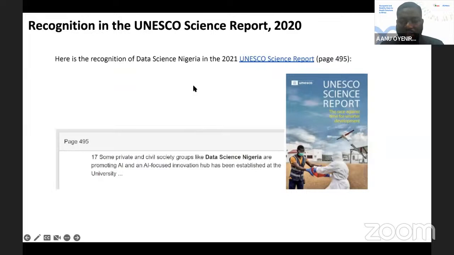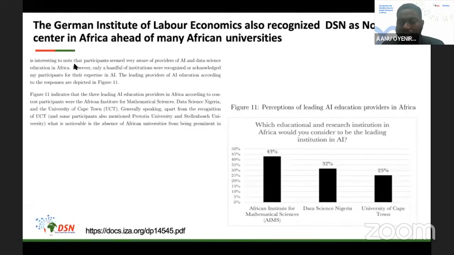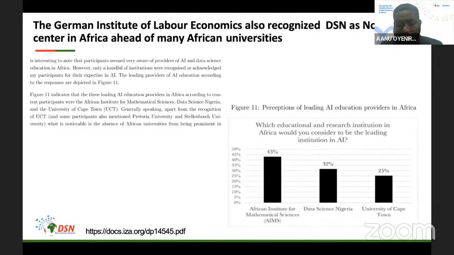Also, DSN's work was recognized in the UNESCO Science Report 2020, as one of the civil society groups that is promoting AI and AI-focused innovation hubs, while the German Institute of Labor Economics recognized DSN as the number 2 AI center in Africa, ahead of many African universities, as one of the centers that is promoting research and educational development of AI in Africa. So that's one of the good things we do at DSN.